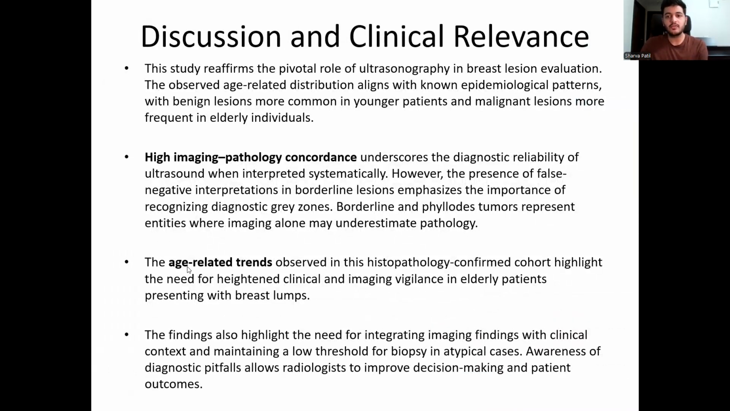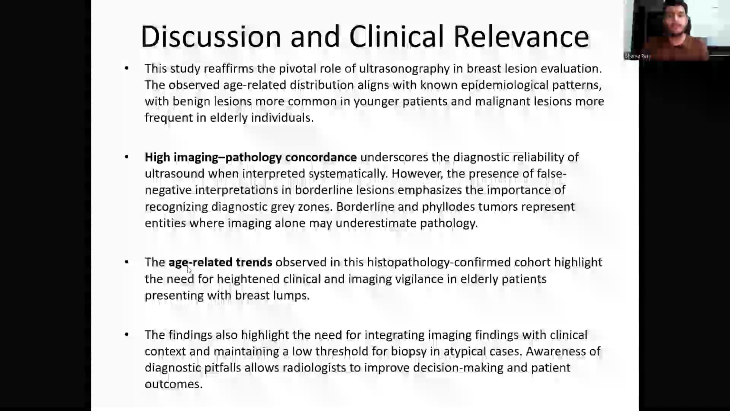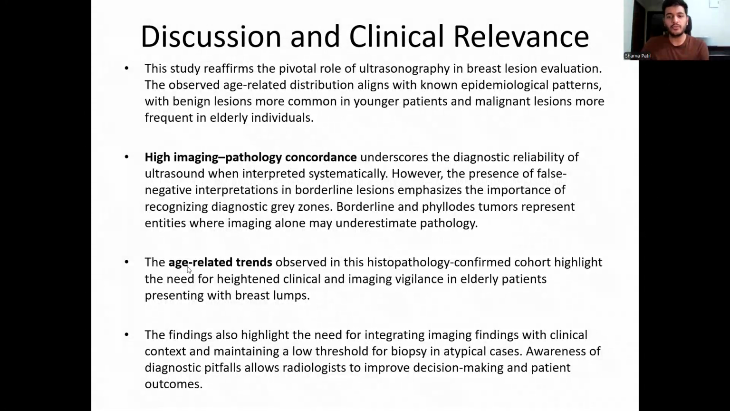Our findings are consistent with published literature showing good correlation between ultrasound features and histopathology. Elderly patients in our cohort more frequently presented with aggressive imaging features, likely reflecting patterns of presentation rather than disease prevalence. Further, the age-related trends observed in this histopathology-confirmed cohort highlight that heightened clinical and imaging vigilance is necessary in elderly patients.